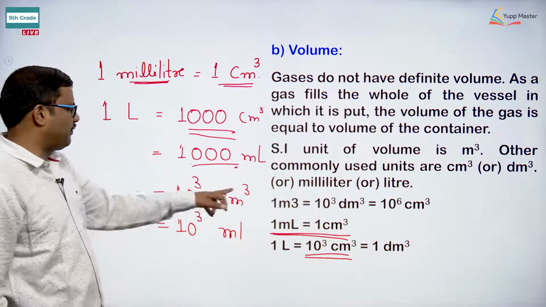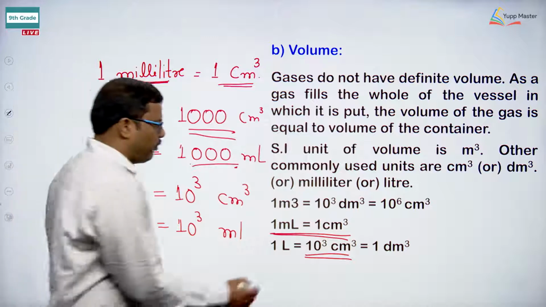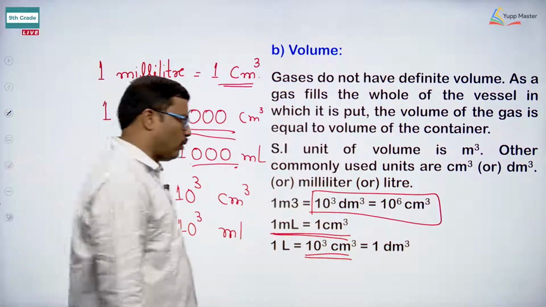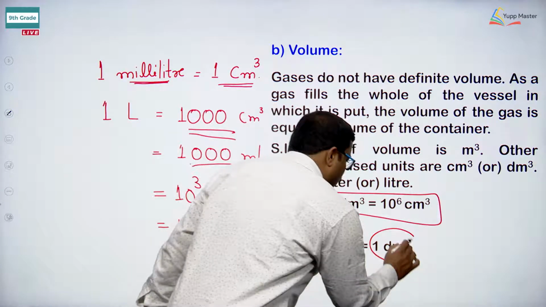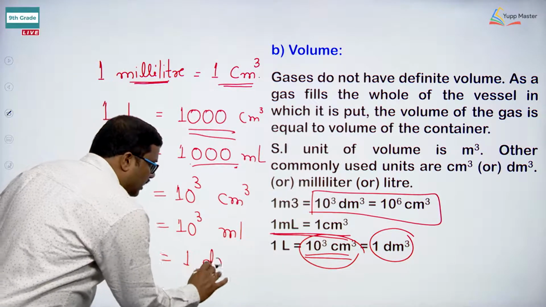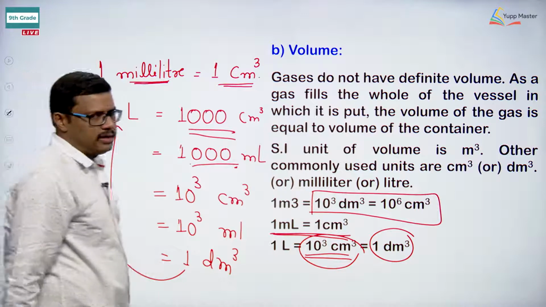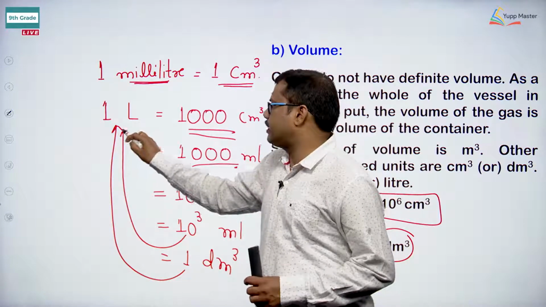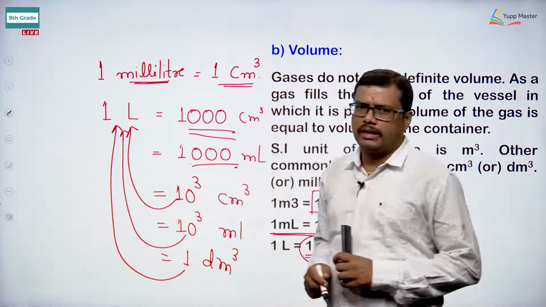I can take it as 10 to the power of 3 milliliters or 10 to the power of 3 centimeter cube. And if you correlate these two, 10 to the power of 3 decimeter cube equals 10 to the power of 6 centimeters cube. Okay. So if I divide both sides by 10 to the power of 3, I will get 1 decimeter cube equals 10 to the power of 3 centimeter cube. So in other words, we can say that 1 decimeter cube is nothing but 1 liter. 10 to the power of 3 centimeter cube equals 1 liter. So 10 to the power of 3 ml equals 1 liter.